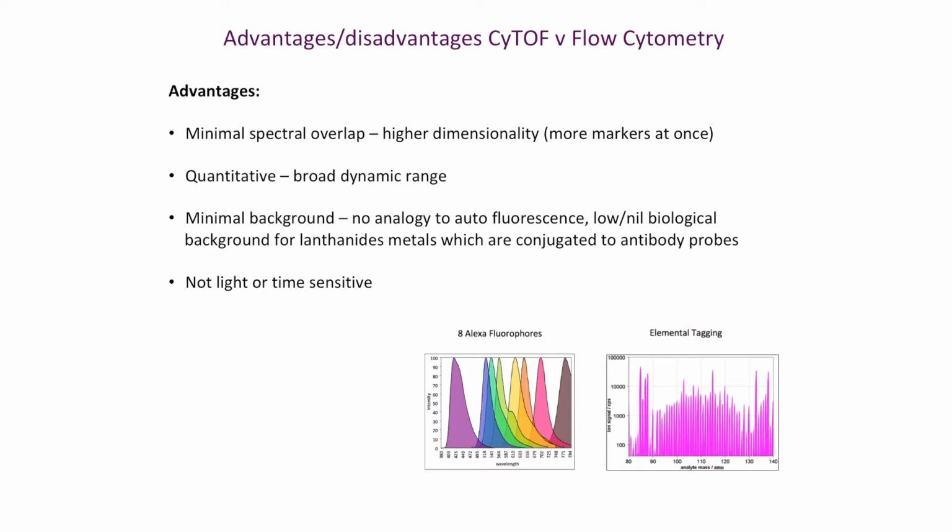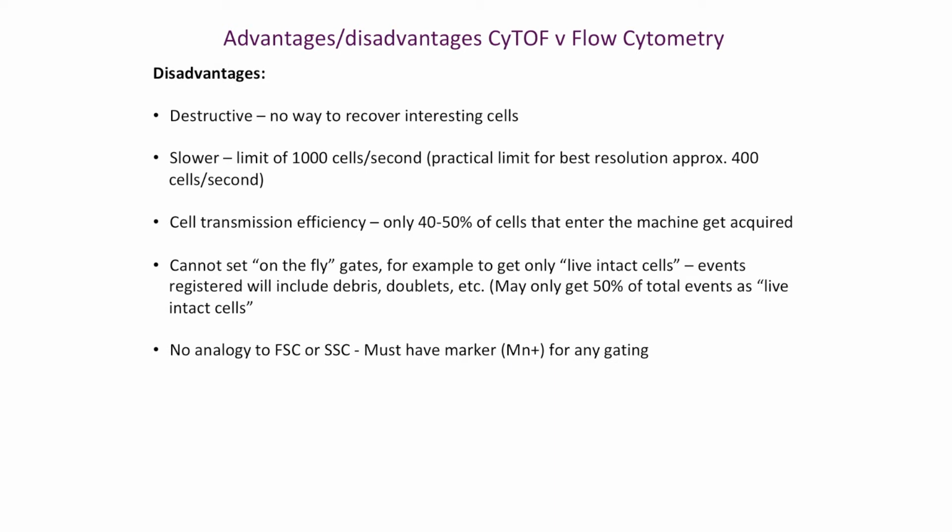CyTOF is also quantitative, has a broad dynamic range, and as I mentioned before, there is really very minimal background. There is no analogue to autofluorescence. There is very nil biological background for lanthanide metals, which are conjugated to the antibody probes, and it is not light and time sensitive. But of course, there are disadvantages.